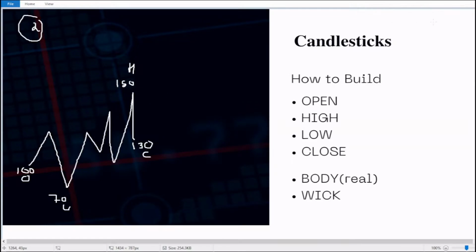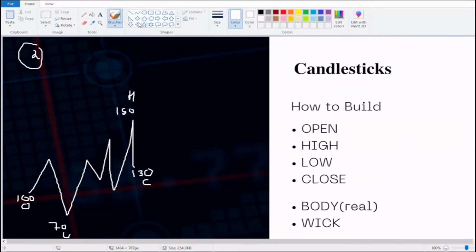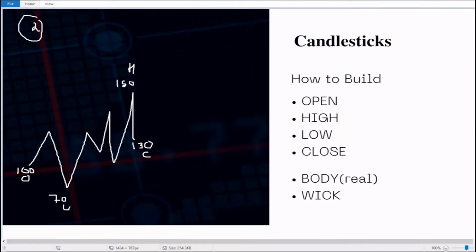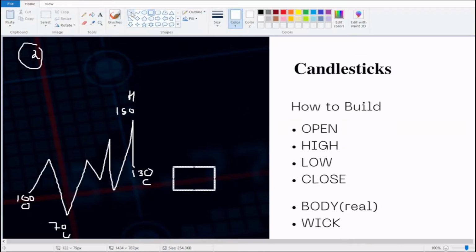The first rule of candlestick states that the open and close price have to be joined with the help of a body. Now I'm going to call this open and this close. So with the help of a body, I'm going to mark these two important levels. The second rule states that the high and low prices have to be joined with the help of a wick. I'm going to call this a wick.